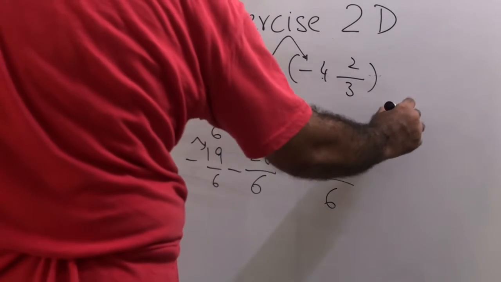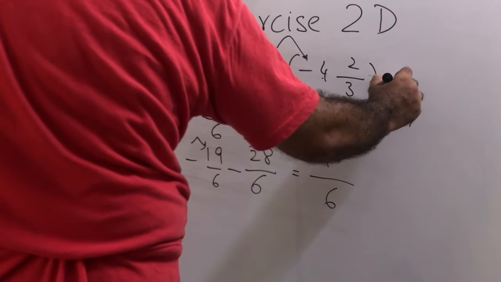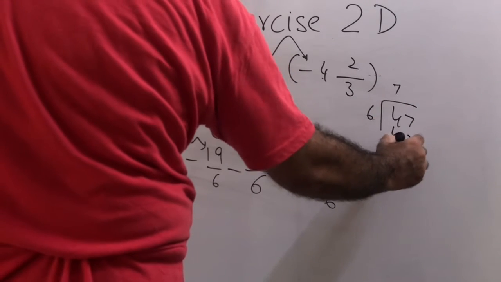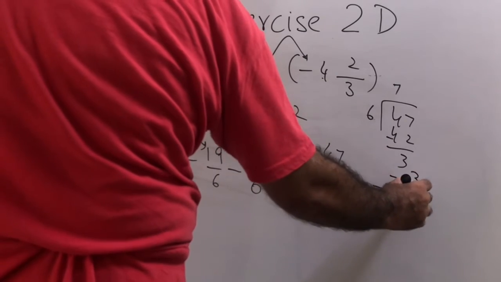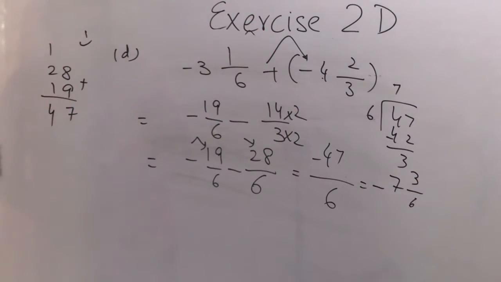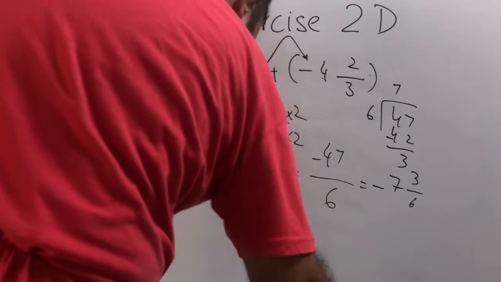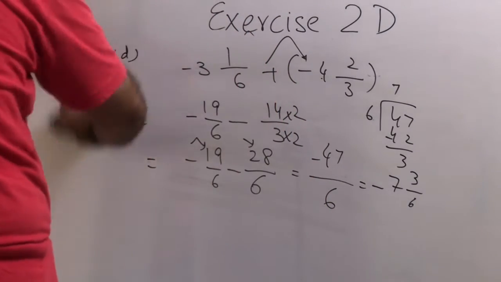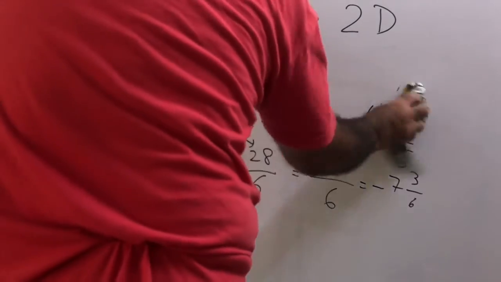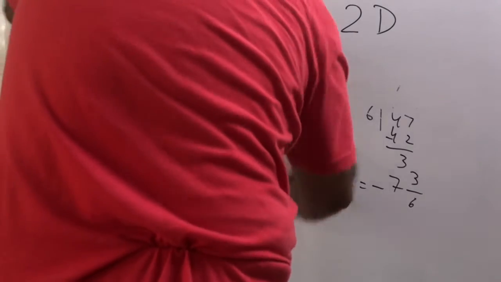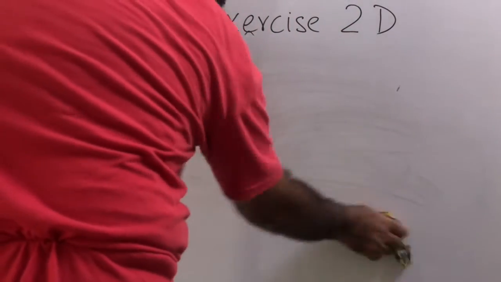Now we can divide this by 6. 6 sevens are 42. So minus 7 whole number 5 over 6. This is the answer for this question. So this way we have completed the first question, all 4 parts A, B, C, D. Now we will be doing question number 2.